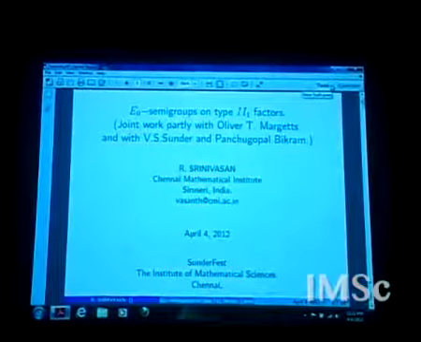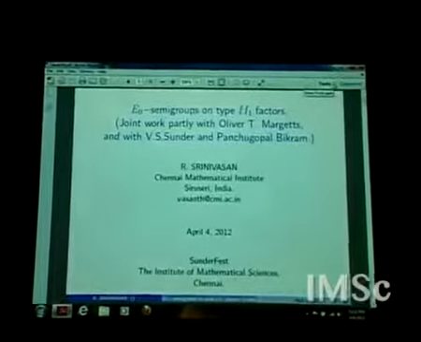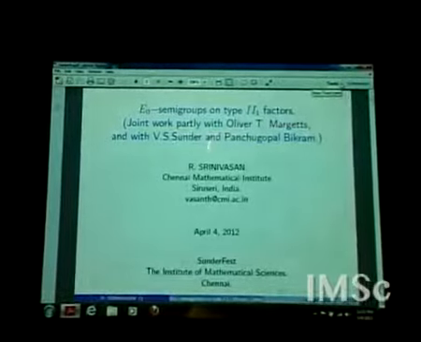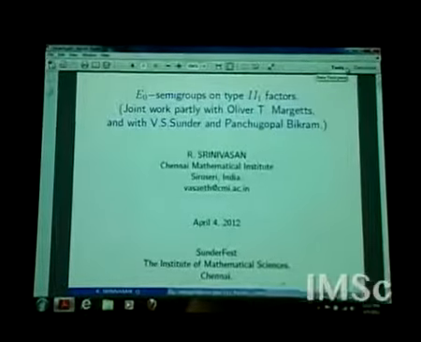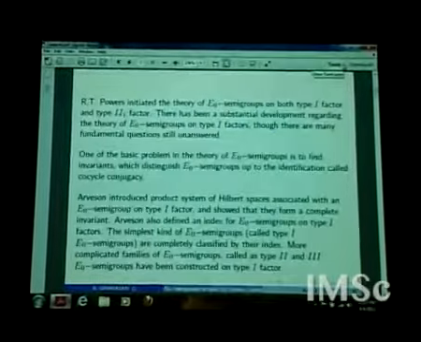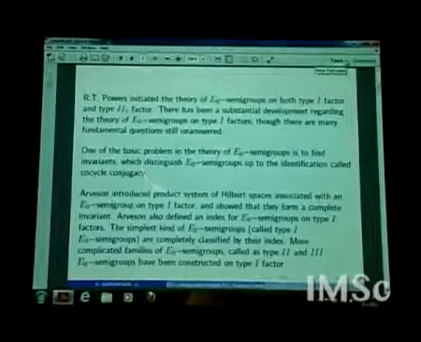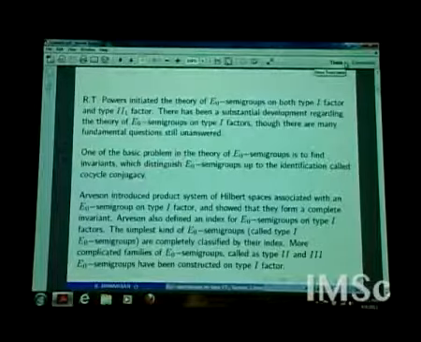So let me start. I'm going to talk about some objects called E0 semigroups and some other objects called type 2-1 factors. I will define all those things. This is joint work, partly with Oliver Margetts, and with Sundar and Panju Gopal. I'm presenting two works here. Before defining anything, let me give some introduction.